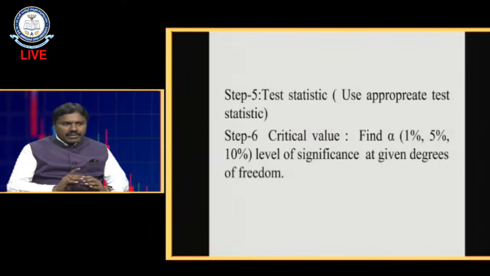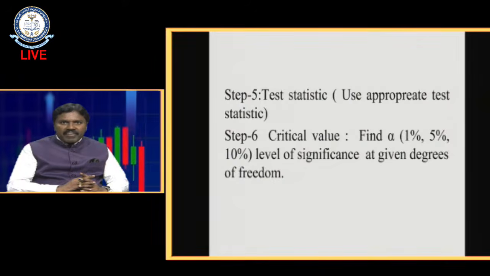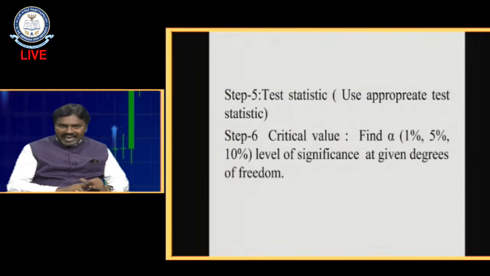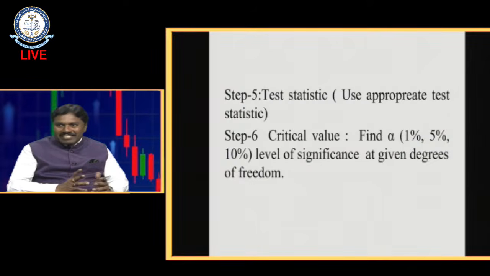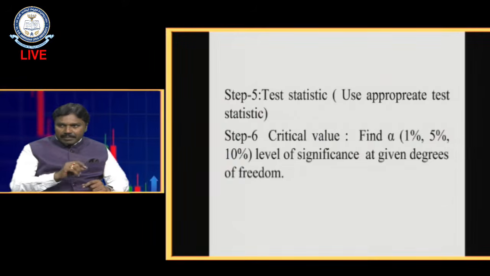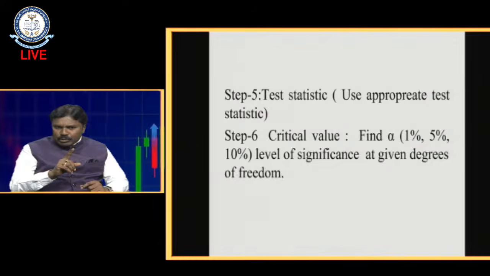The next step is step number 6. We identify the critical value. Find the alpha value at what percent level of significance, 1% or 5% or 10%, at the given degrees of freedom. Again, one more question: what are the degrees of freedom? Degrees of freedom relate to the sample size. So it depends on the two-tail test.